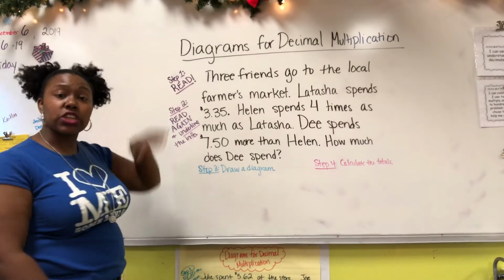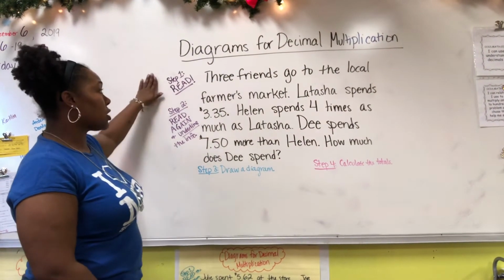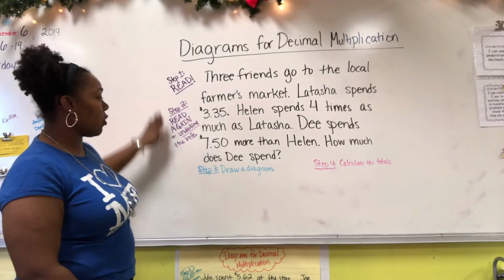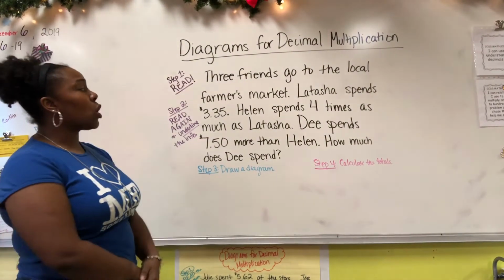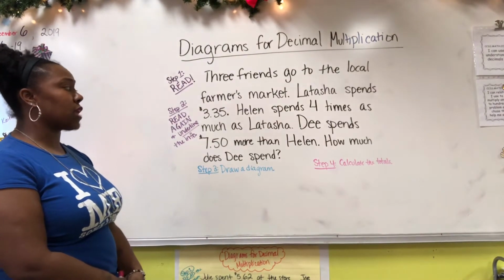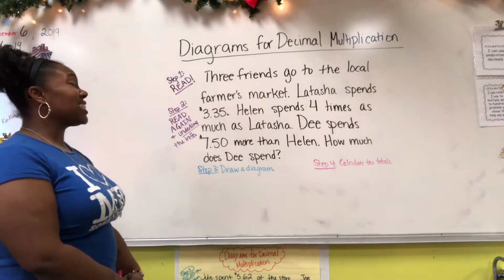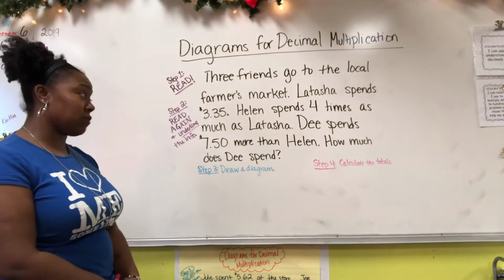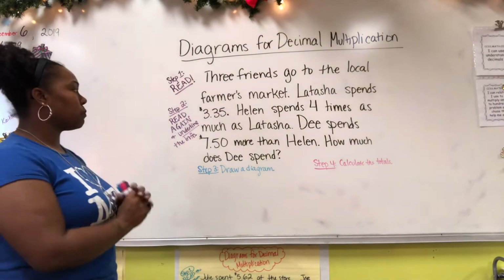So this is actually the first problem on your review work today, so we're just going to do step 1 and read it together. You'll see all the steps as we go along. Step 1, read the problem. 3 friends go to the local farmer's market. Latasha spends $3.35. Helen spends 4 times as much as Latasha. Dee spends $7.50 more than Helen. How much does Dee spend?